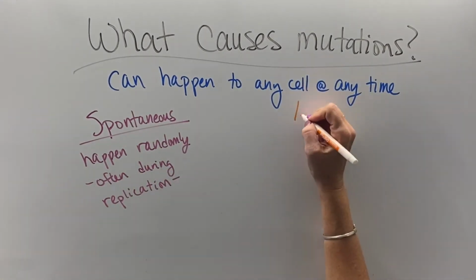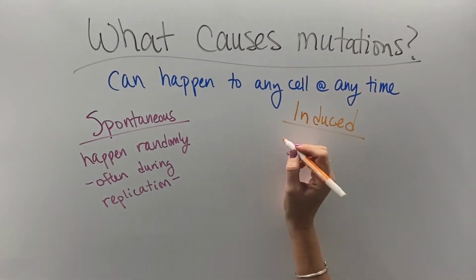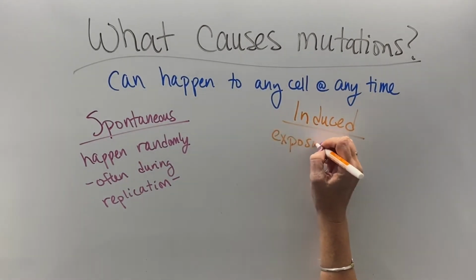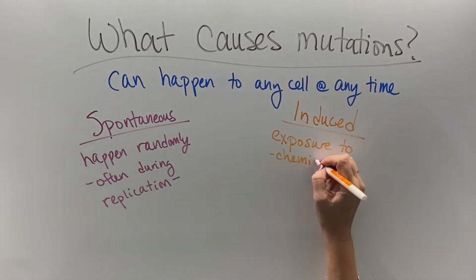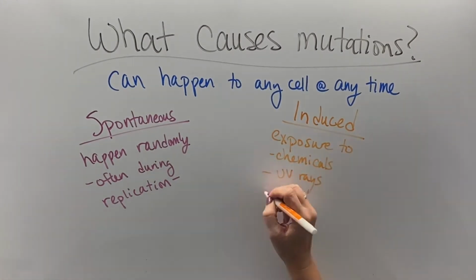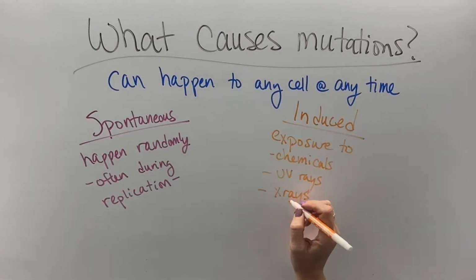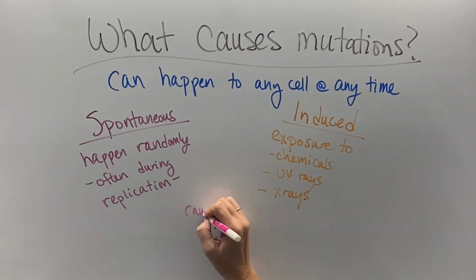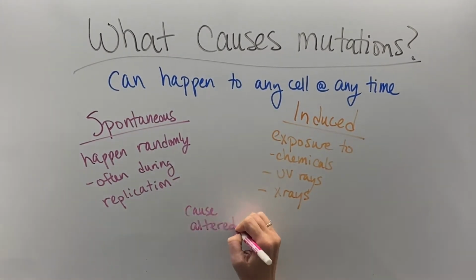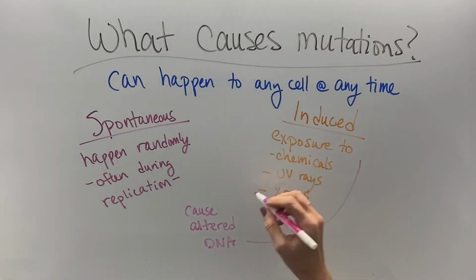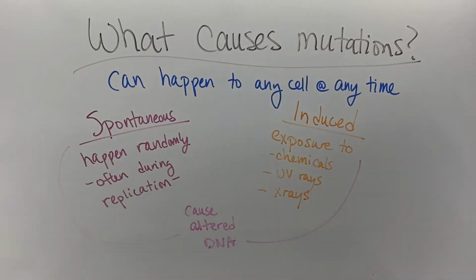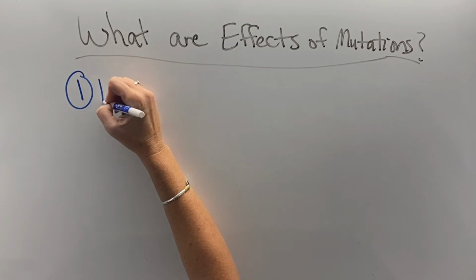In contrast, induced mutations are things that happen because of things in the environment, like exposure to chemicals, UV rays, X-rays, like the sun is a UV ray. And these things can alter your genetic code, which then can change how the DNA behaves and cause it to behave inappropriately. So what are the effects of mutations?